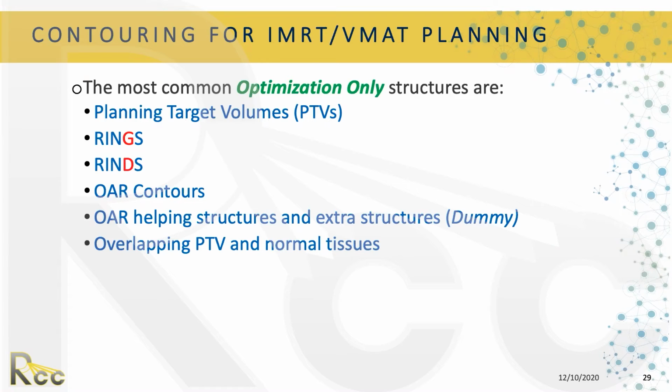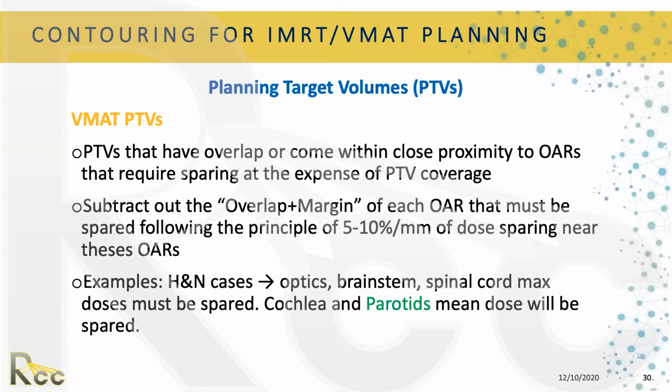Then you can have OR contours, which we made with some margins, and then OR helping structures or extra structures that we sometimes call dummy, like when you need to focus on a little area, and then overlapping PTV and normal tissue structures, and how we take care of that when they overlap. So again, we're going to start with the planning target volumes. These are all structures that are going to help you when you're optimizing to make sure that your target gets the dose that is being prescribed as much as possible, thinking that you also need to protect the ORs that are in the vicinity of the PTV.